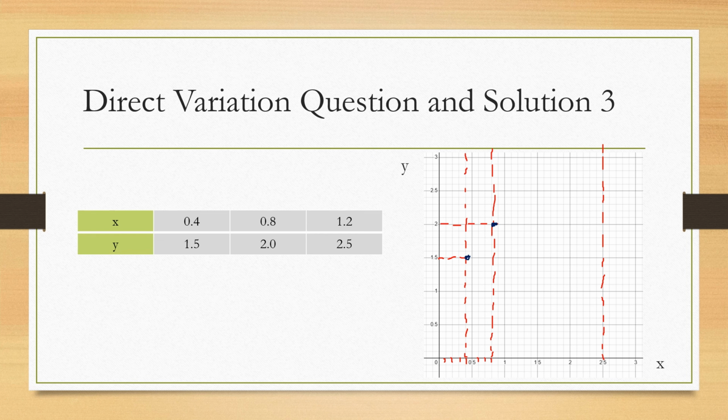For y, oh sorry, that's for y. Sorry. For y you need to do 1.2. So 1.1, 1.2. So do a dotted line.